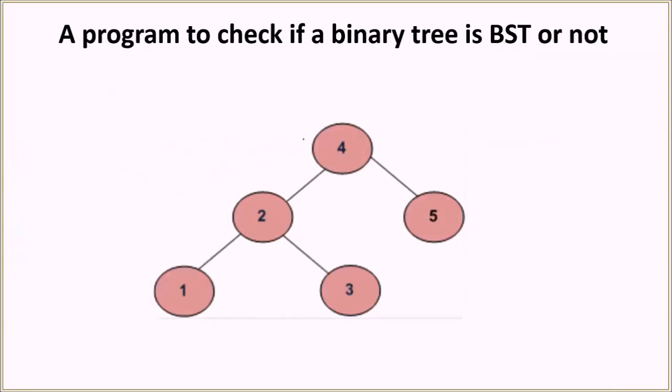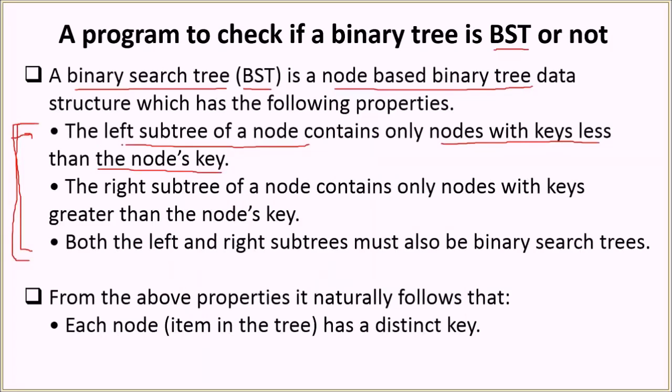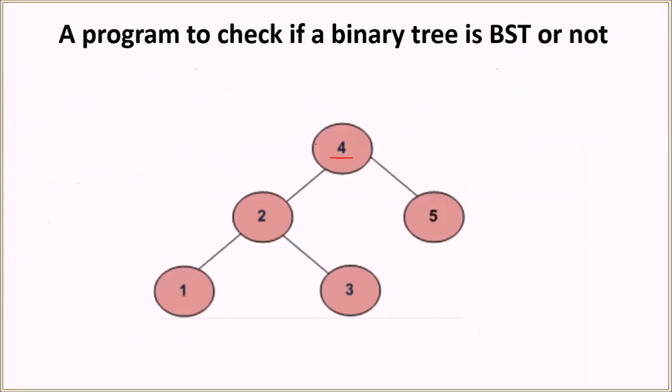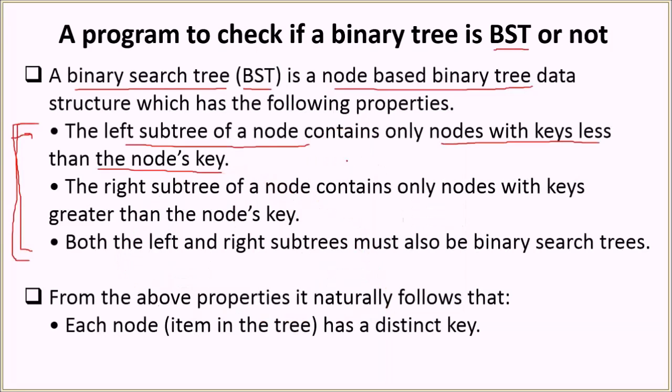Given a binary tree, if we are starting from this node, this condition says that the left subtree of the node contains only nodes with keys less than the node's key. So it means that the left subtree of this node will be this. All the nodes in this left subtree should have keys less than 4. So here the keys 2, 1 and 3 are all less than 4. So this is the first condition for the binary search tree.